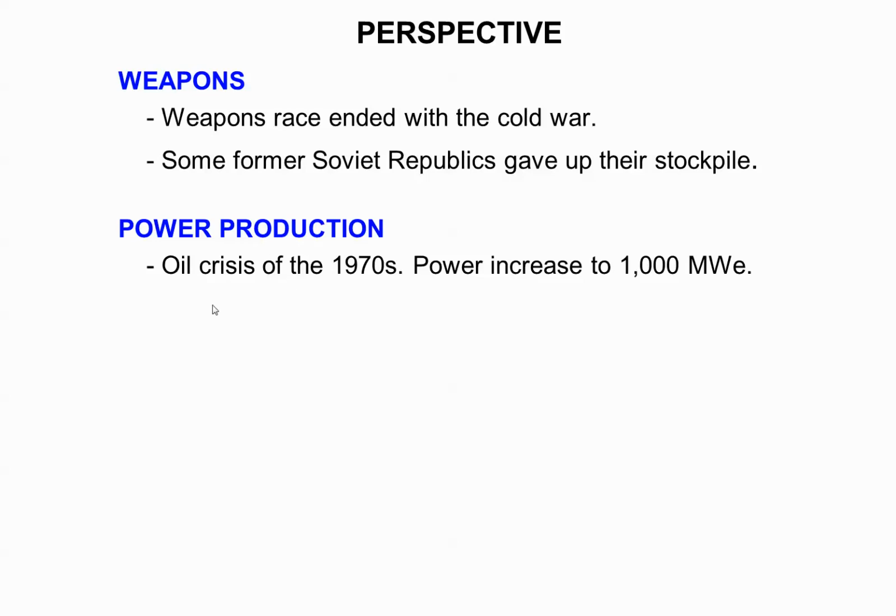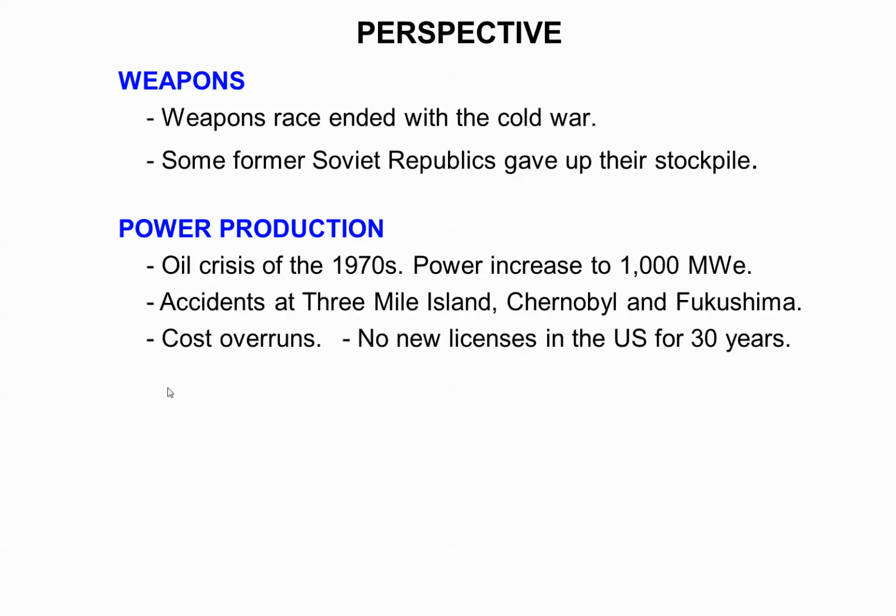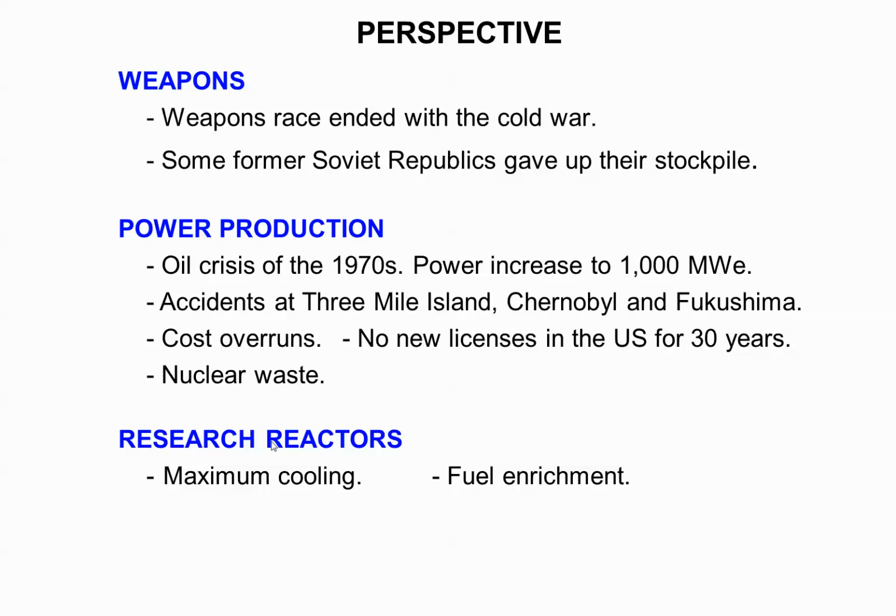And then power production. The oil crisis of the 1970s pushed reactor power to be increased to 1,000 megawatts electric, which prompted a series of accidents: Three Mile Island, Chernobyl, and Fukushima recently. These caused overruns of nuclear facilities, so there has been no new license in the US for the past 30 years. Nuclear waste has not been resolved. It's being stored, like at Yucca Mountain, United States, and so on.